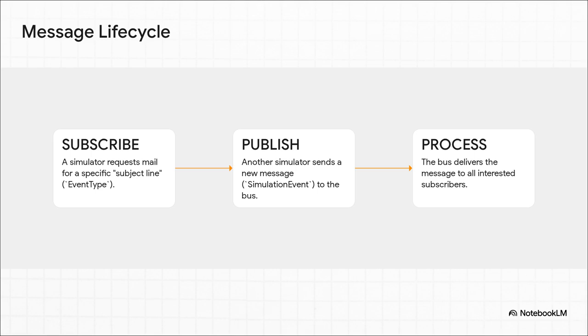Then, some other simulator publishes an event. It creates a new state update message and drops it off at the post office. And finally, the post office does its job. It processes the message, sees the subject line, checks its big list of subscribers, and delivers a copy to everyone who asked for one. It's clean, simple, and super efficient.